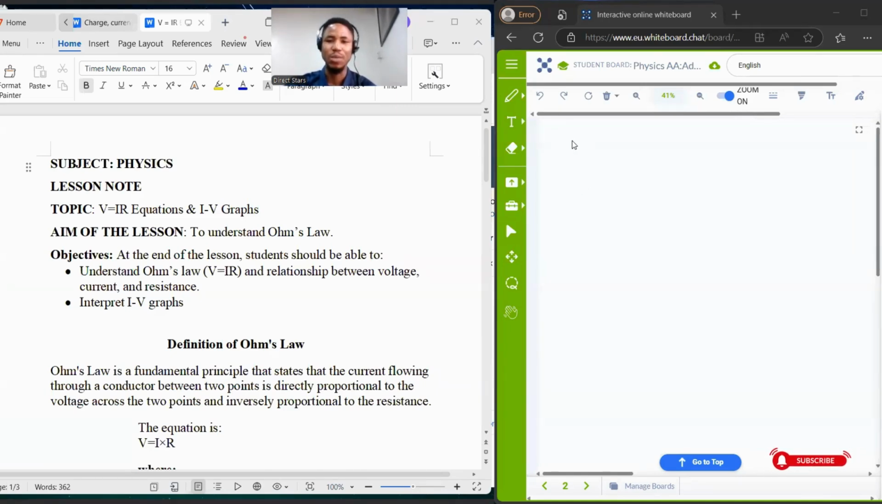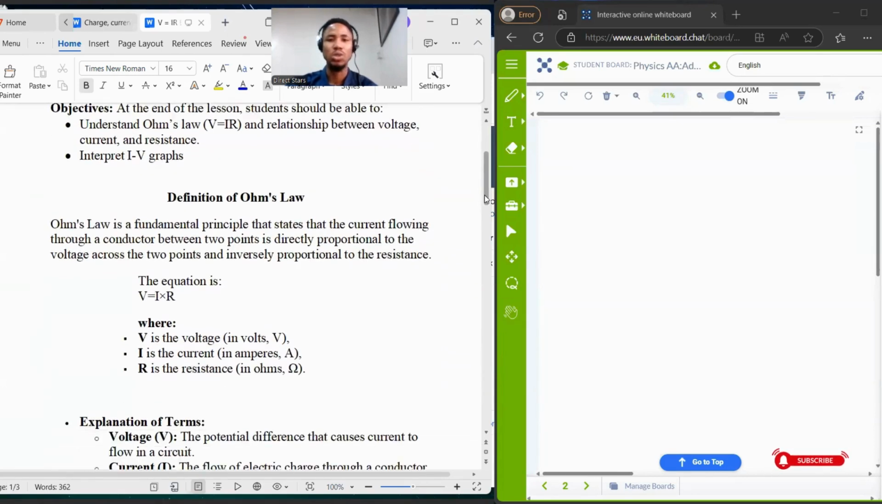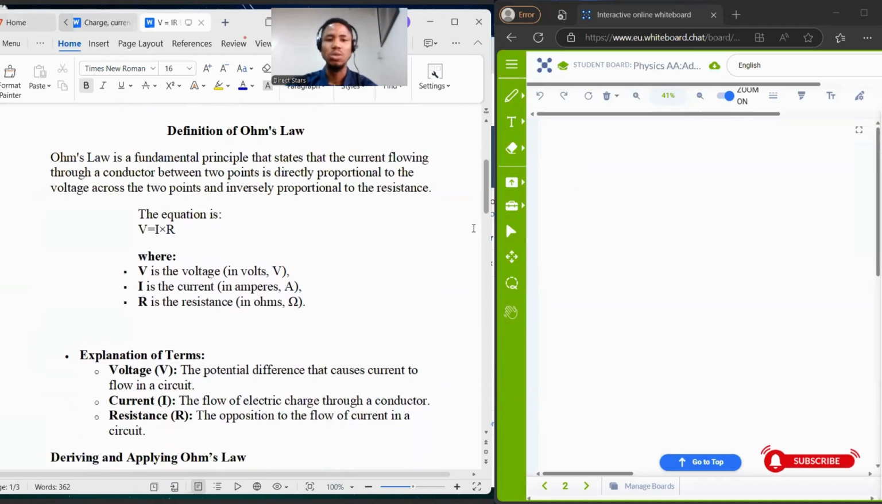And what does an IV graph mean? That is current over voltage. Before we go to that, you need to understand what we mean by Ohm's law. Ohm's law states that the current flowing through a conductor between 2 points is directly proportional to the voltage across the 2 points and inversely proportional to the resistance.